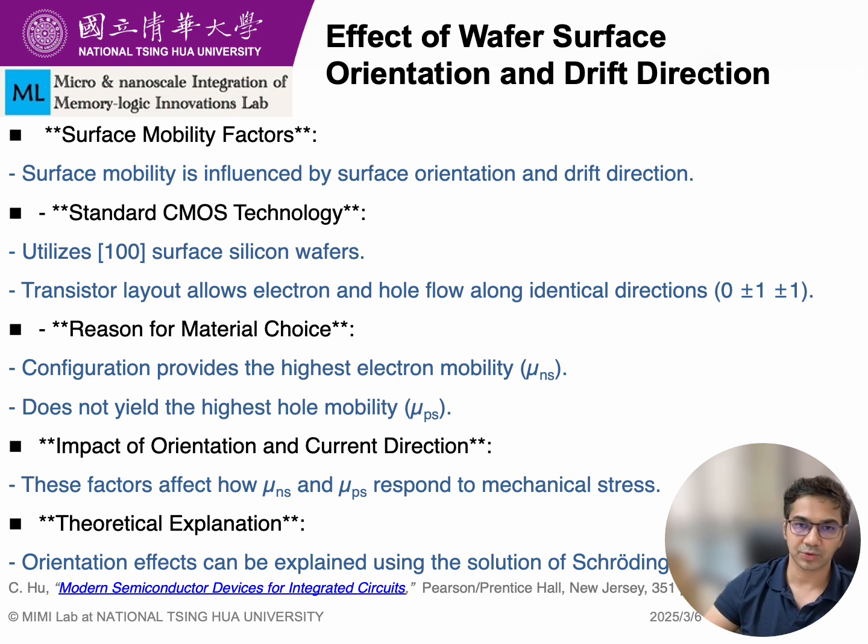And there's more. The way the surface is oriented and the direction of the current flow also affect how the mobility responds to mechanical stress. You can imagine it as pushing or pulling on silicon. It changes the track, and the electrons and holes move differently, and this is crucial for understanding how our chips perform under different conditions. So if we summarize, we choose the 100 surface because it gives us the best electron mobility.